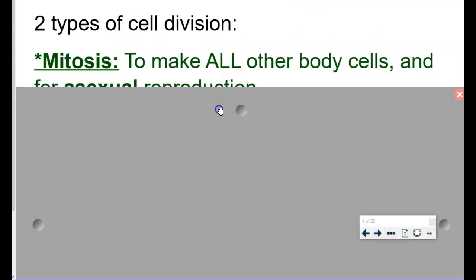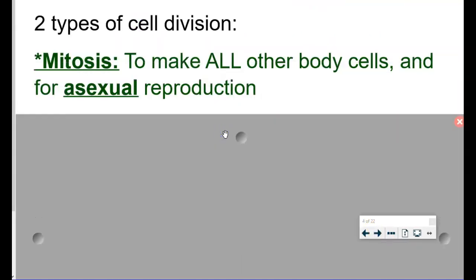Okay, so our second type of cell division is mitosis. And this is what we're going to be doing all this week. Mitosis is how you make all your other body cells. So your brain cells, your blood cells, your bones, all other cells of your body are made by mitosis. And some organisms can also use it for asexual reproduction.